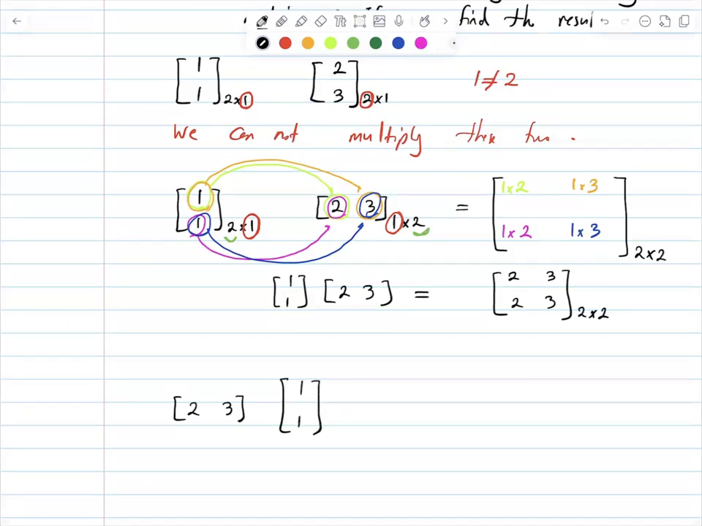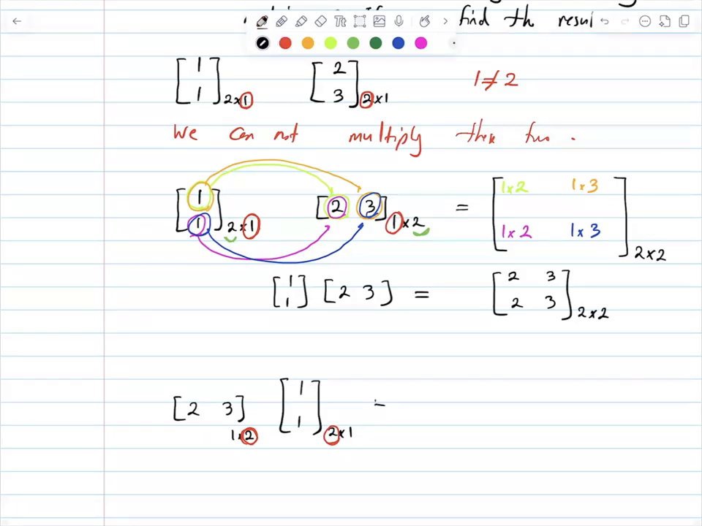I'm multiplying two vectors. This is what you learn in calculus. This is the dot product between them. Is it possible to do that? I have a 1 by 2 matrix and I have a 2 by 1 matrix. Hey, am I allowed to do the multiplication? Yes, because the number of columns of the first matrix is the same as the number of rows of the second matrix. But what is the result?